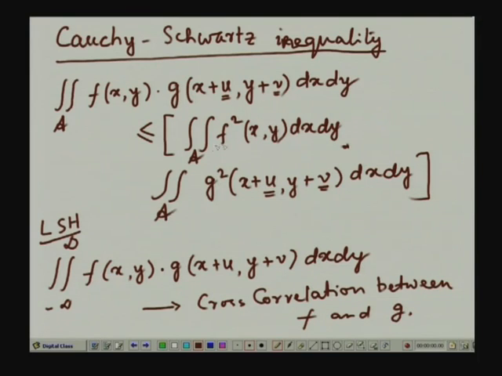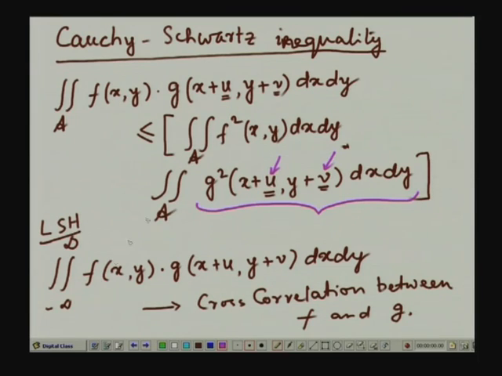And then if you look at the right hand side, this integral of f square x y dx dy over A is a constant for a given template, whereas this particular component, that is the integral of g square x plus u, y plus v dx dy, is not a constant, because the value of this depends upon the shift u and v.